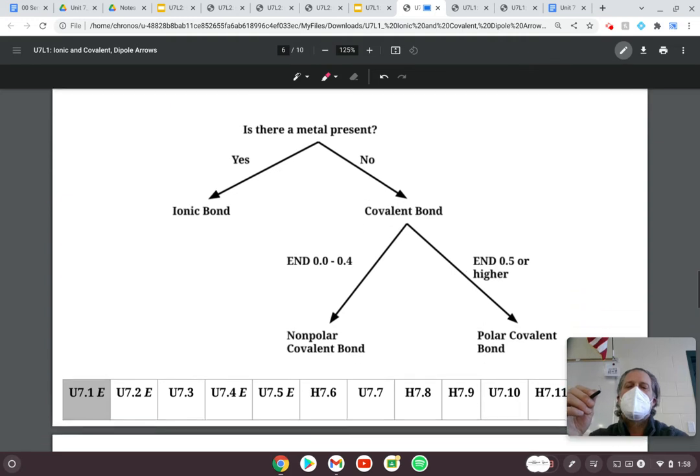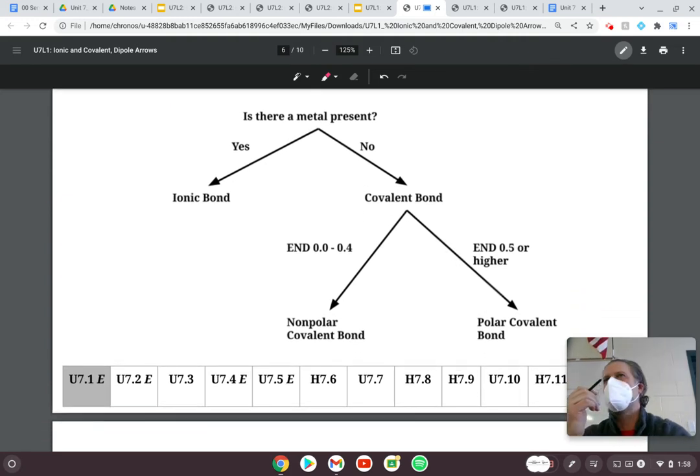Now, this handy-dandy little flowchart here that you should have in your notes is designed to help you process your thinking as you are going ahead. Yes, sir. Okay. Yeah, you can have the homework packet when I'm done with the lesson. Yeah.